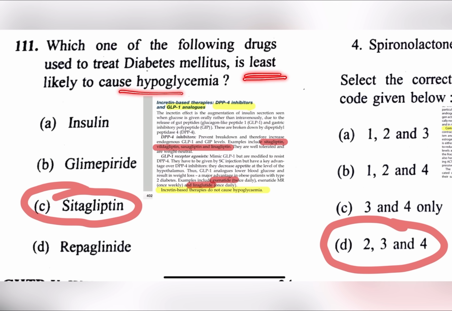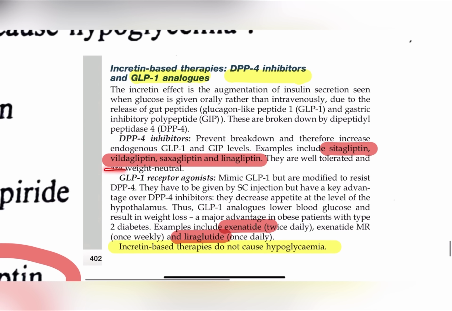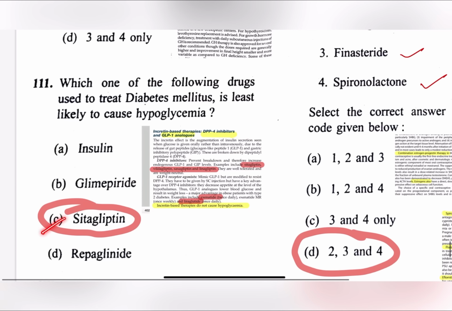Next 111 question we have, which of the following drugs used to treat diabetes mellitus is least likely to cause hypoglycemia? So incretin based therapies are two, DPP-4 inhibitors and GLP-1 analogs. Under DPP-4 inhibitors we have sitagliptin, vildagliptin, all type of gliptins, while under GLP-1 we have exenatide and liraglutide. So both incretin based therapies do not cause hypoglycemia. So the answer for this is sitagliptin.